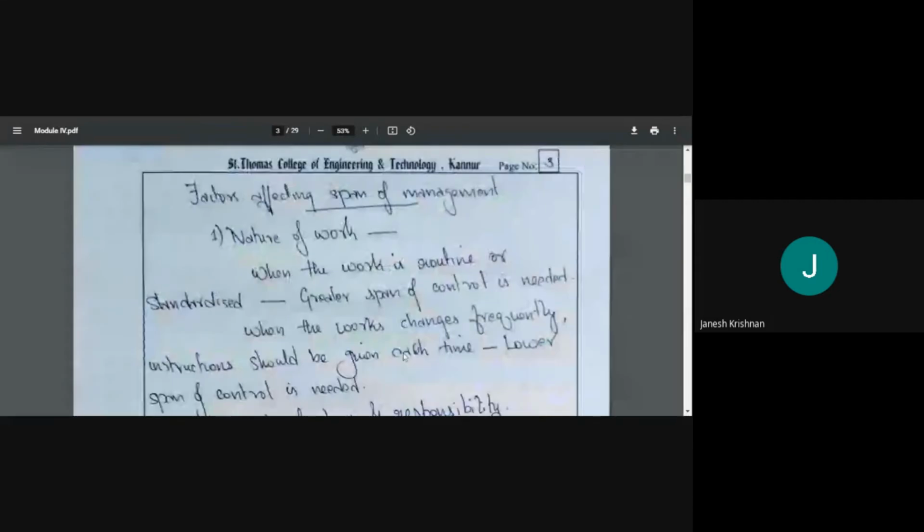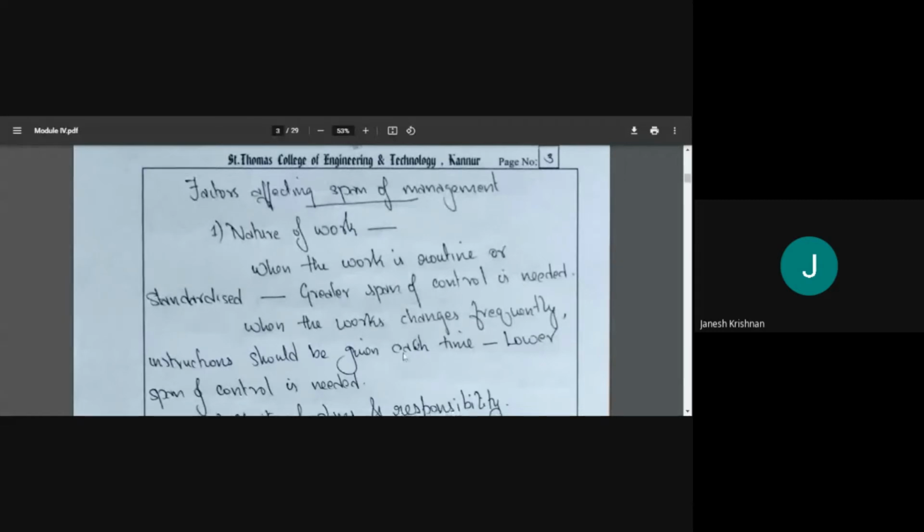The span of management will depend on, first, the nature of the work. When the work is routine, we have a greater span. One person can control or supervise many people because it's routine work. But if it changes regularly, then we'll have to decrease our span, that is, decrease the number of persons under one person.